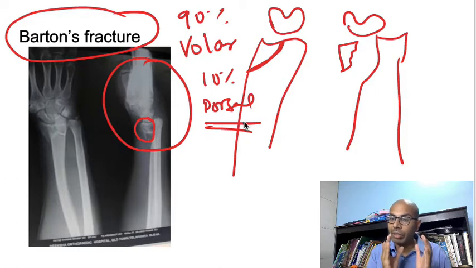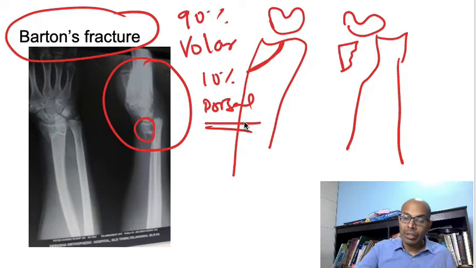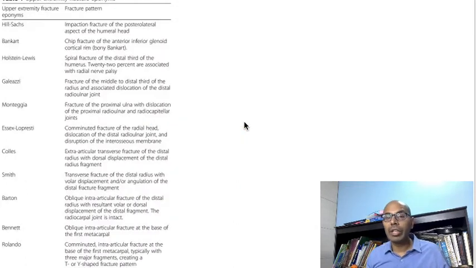This X-ray is put up very commonly because it's a very common fracture that happens in the general population, and therefore you must be well versed with it. So to end this, let us go ahead and discuss a few of the named fractures of the upper extremity.